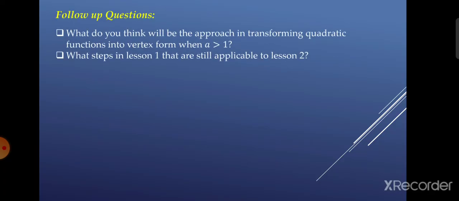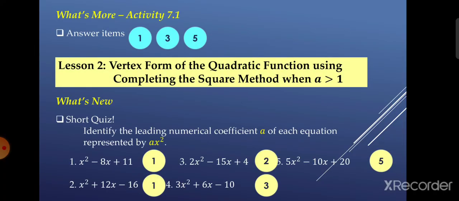What do you think will be the approach in transforming quadratic functions into vertex form when a is greater than 1? What steps in lesson 1 are still applicable to lesson 2? So where is our a greater than 1? Let's go back and recall. a is greater than 1 in examples number 3, 4, and 5. The a in number 3 is 2, the a in number 4 is 3, and the a in number 5 is 5.